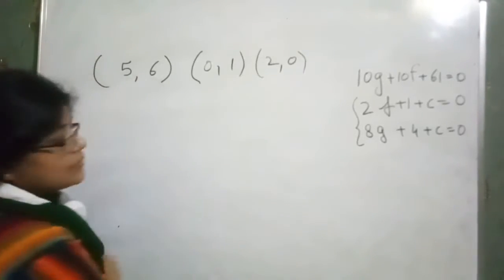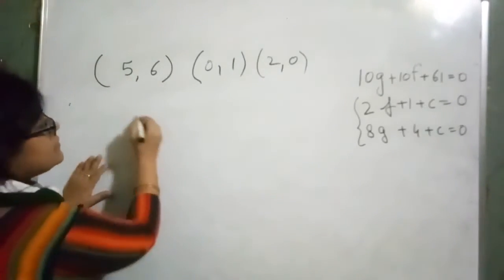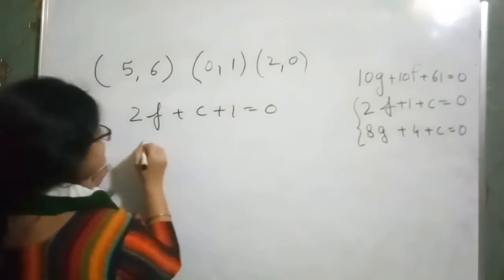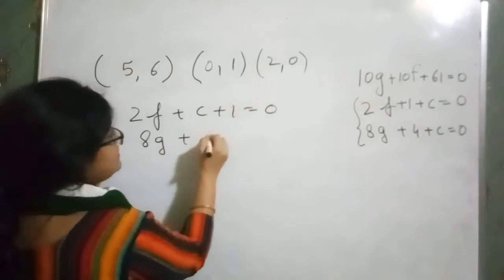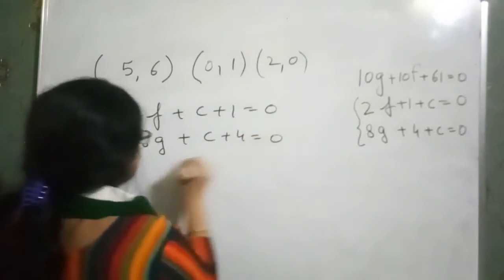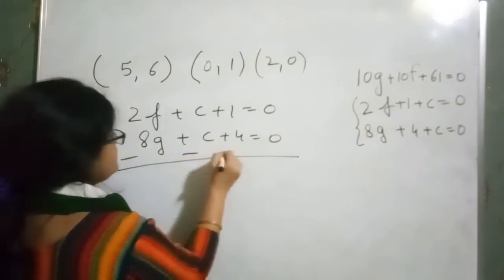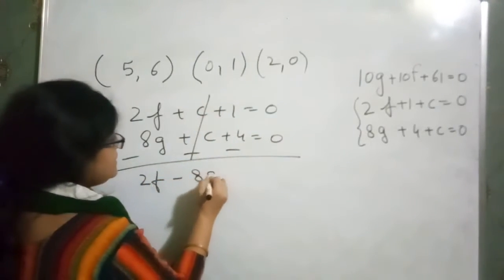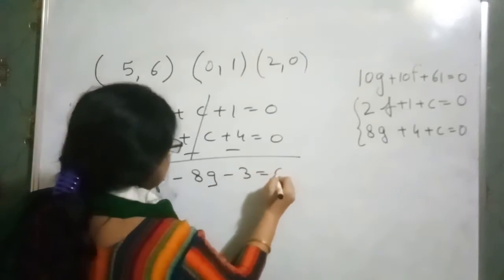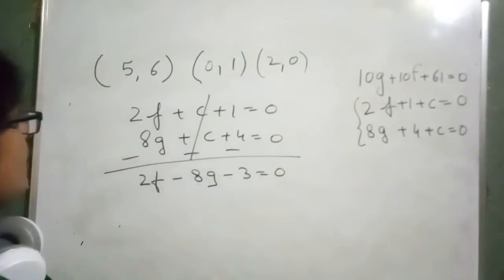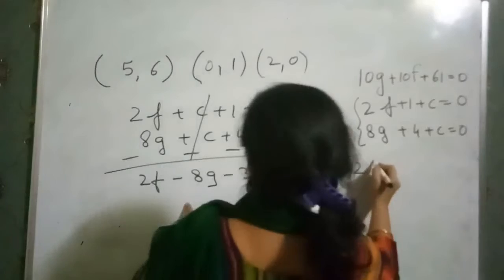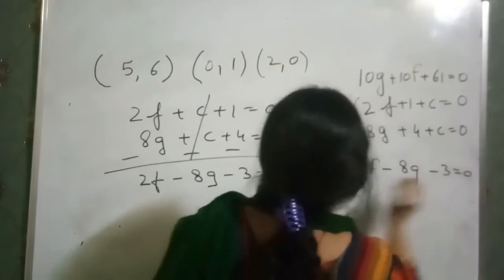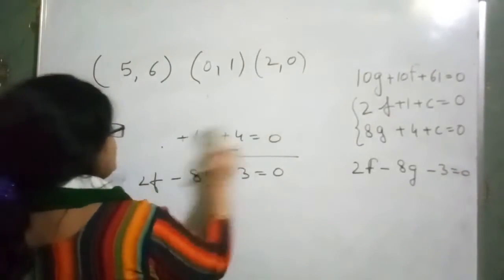Okay, so I am just solving the equations. 2f plus c plus 1 is equal to 0, 8g plus c plus 4 is equal to 0. So we solve it, so c gets cancelled. We have 2f minus 8g minus 3 is equal to 0. Now we get the equation 2f minus 8g minus 3 is equal to 0. Now solve the remaining equations.